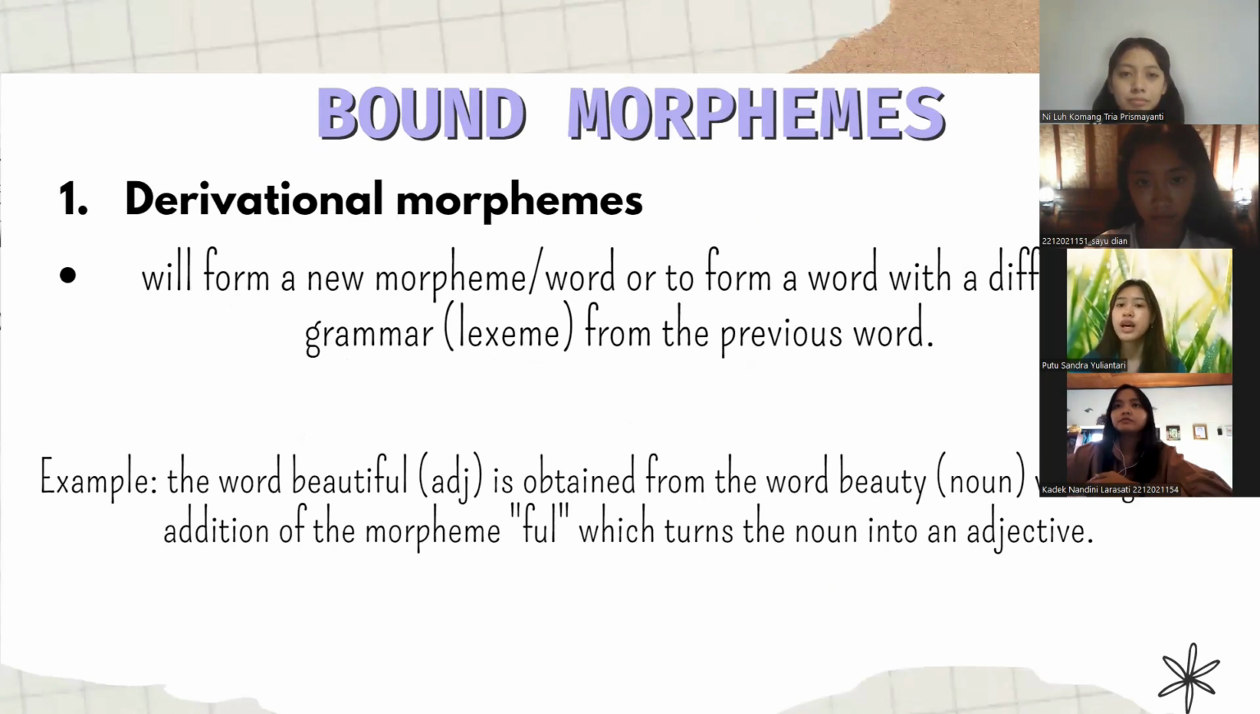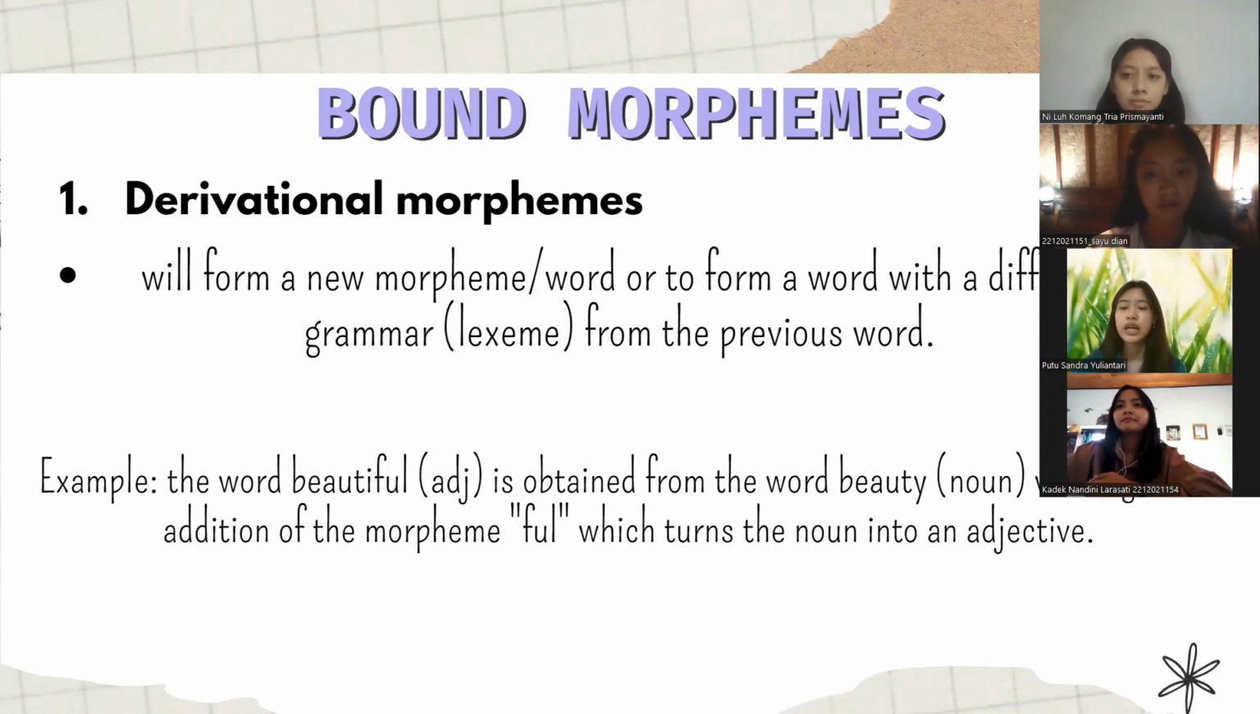Bound morphemes are also divided into two. There are derivational morphemes and inflectional morphemes. Let's talk about derivational morphemes first. Derivational morphemes are morphemes which, when attached to another morpheme, will form a new morpheme or word, or form a word with a grammar or lexeme that is different from the previous word. There are two types of derivationals, which can be found at the beginning of a word, called a prefix, and at the end of a word, called a suffix.